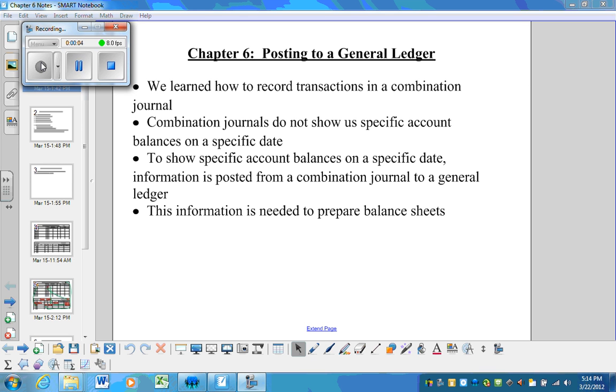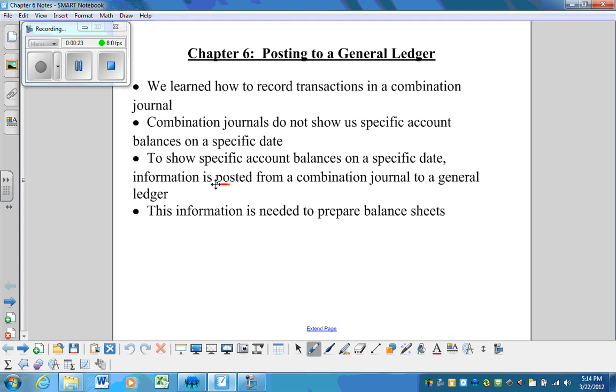Chapter 6 on posting. So we've learned how to record transactions in a combination journal, but a combination journal doesn't really tell us specifically what the account balance is in every account at any given time. To show specific account balances, we are going to post from a combination journal to general ledger accounts. This information is needed to prepare balance sheets at the end of the month.